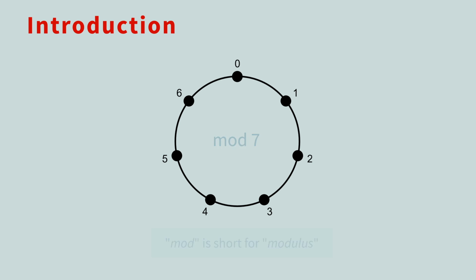As you count up, you move along the circle from one mark to the next in a clockwise direction. And as you count down, you simply travel counterclockwise. You can freely add, subtract, and multiply the numbers on this circle. For example, 4 plus 5 would be 2, and 3 minus 4 would be 6. So you can think of modular arithmetic as circular arithmetic.